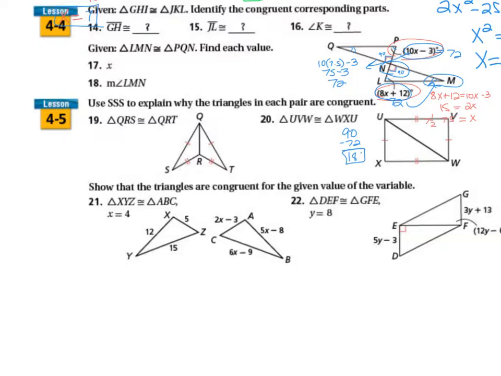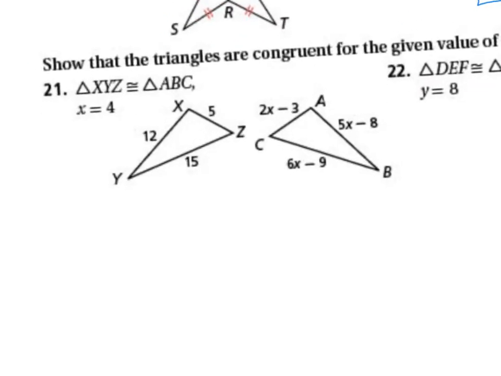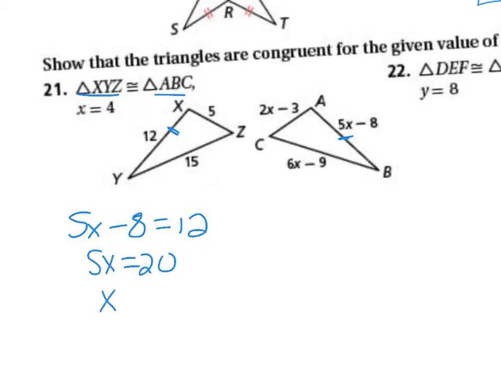Numbers 21 and 22, like your test would say, what value of x would make these congruent based on side, side, side. So you'd have to actually find the values of x. So for 21, you'd have to show, and again, order of letters is important here. XY matches AB. So 5x minus 8 would have to equal 12. 5x would equal 20, and x would equal 4.